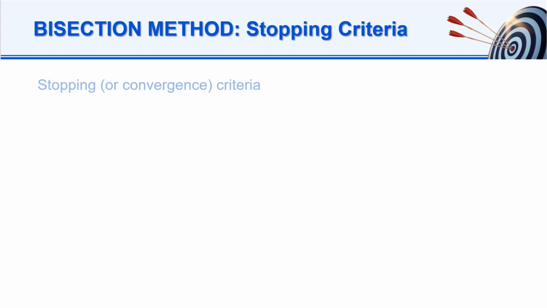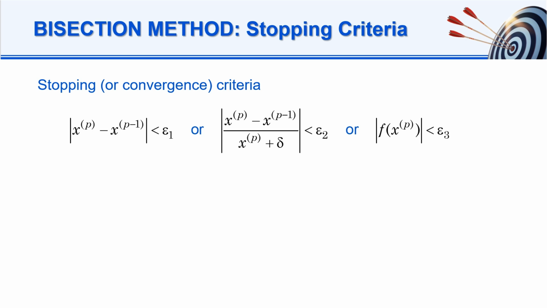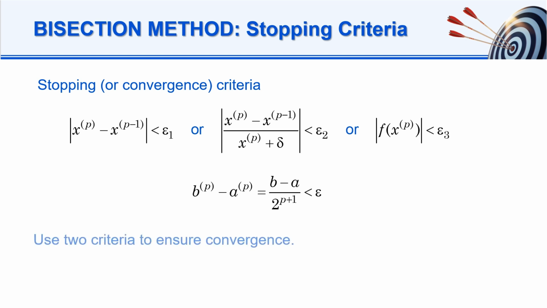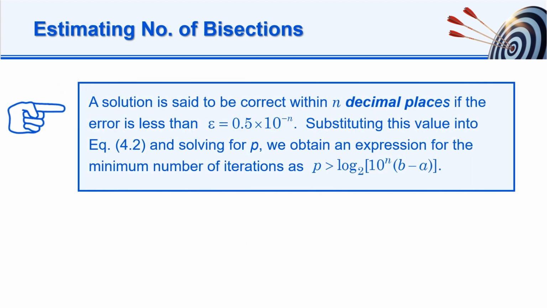Stopping or convergence criteria can be in terms of absolute error, relative error, or absolute value of the function at the midpoint. Or it can even be based on interval size. In the relative error criterion, a small number, delta, is added to the denominator, preferably in the order of machine epsilon, to ensure convergence in case the root is 0 or very small. It is prudent to use two criteria to ensure an accurate estimate.